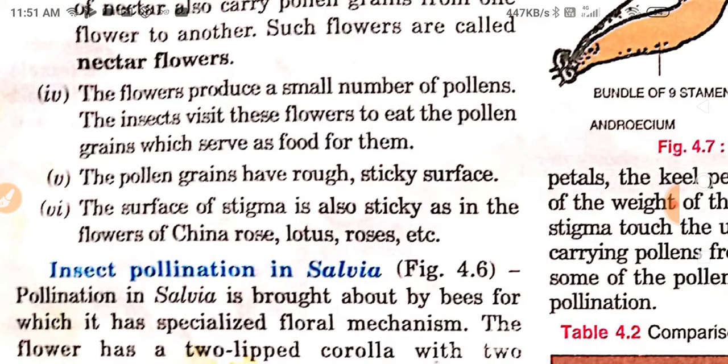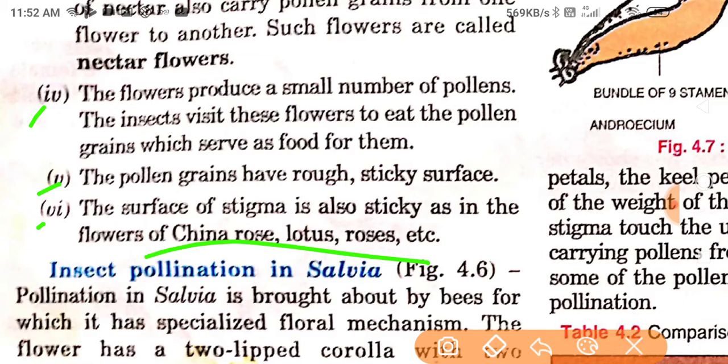Next, the flower produces a small number of pollen grains. The insects visit these flowers to eat the pollen grains, which serve as food for them. Next, the pollen grains have a rough sticky surface. The surface of the stigma is also sticky, as in the flowers of China rose, lotus and roses. So you can see these flowers easily outside your home and in your home also.